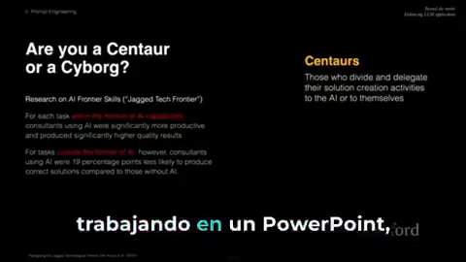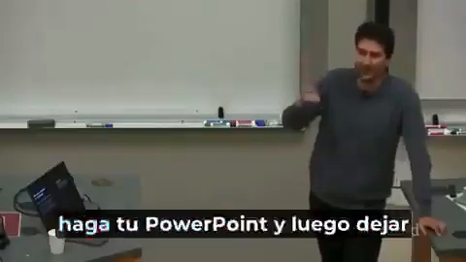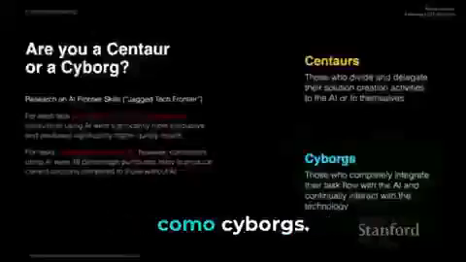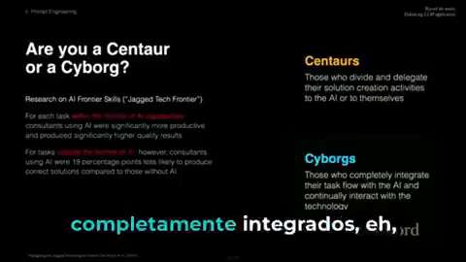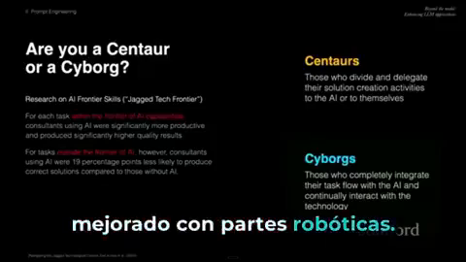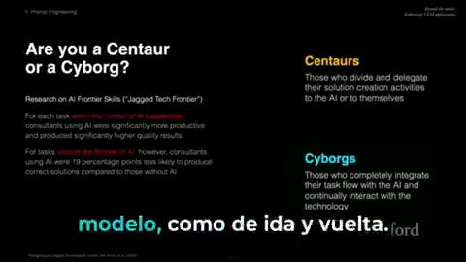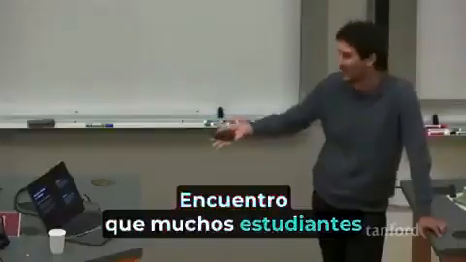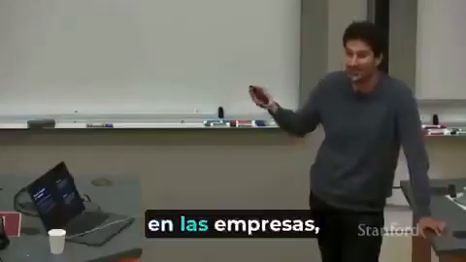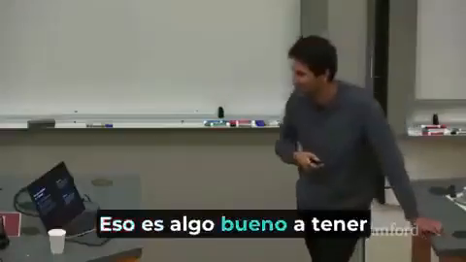So imagine you're working on a PowerPoint, which consultants are known to do. You might actually write a very long prompt on how you wanted to do your PowerPoint and then let it work for some time and then come back and it's done. Others would act as cyborgs. Cyborgs are fully blended bionic human robots, augmented with robotic parts. Those individuals would not delegate fully a task. They would actually work super quickly with the model, back and forth. I find that a lot of students are actually working more like cyborgs than centaurs, while maybe in the enterprise, when you're trying to automate a workflow, you're thinking more like a centaur. That's just something good to keep in mind.